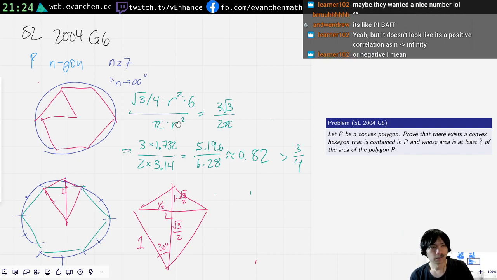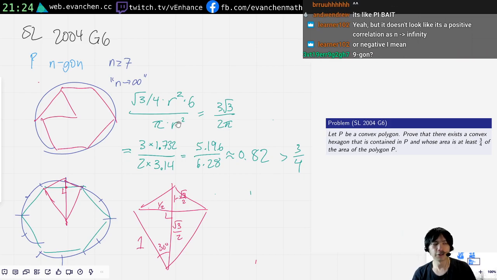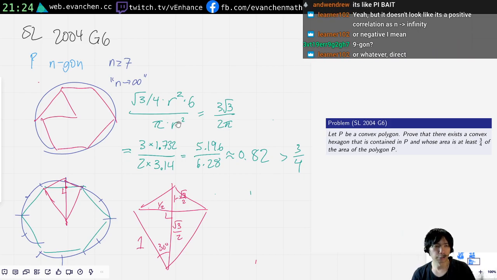Well, as you take n to infinity, the proportion goes... no, wait, what am I doing? Did I do this the wrong way? As n goes to infinity, you want the ambient to be larger. I flipped it. Okay.